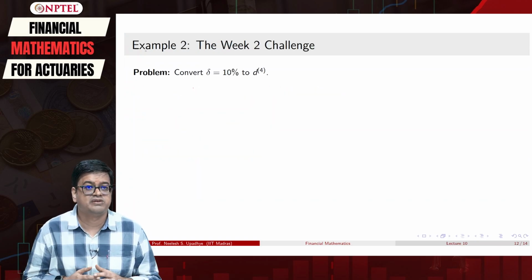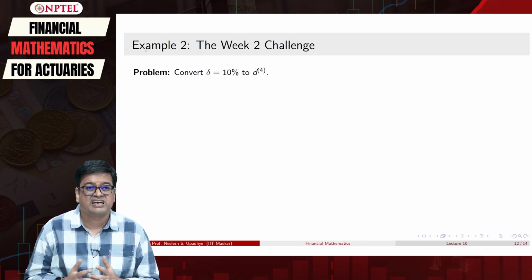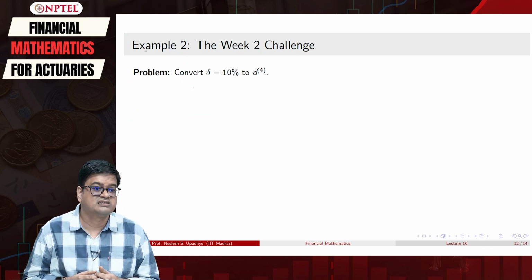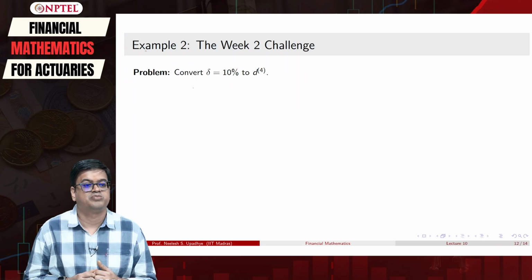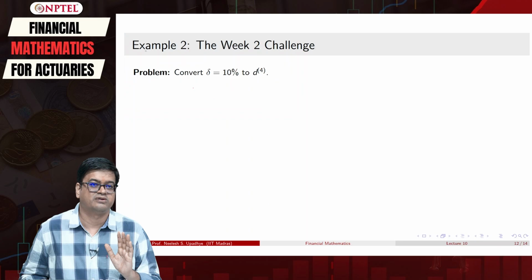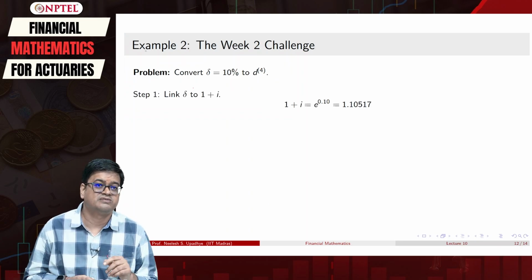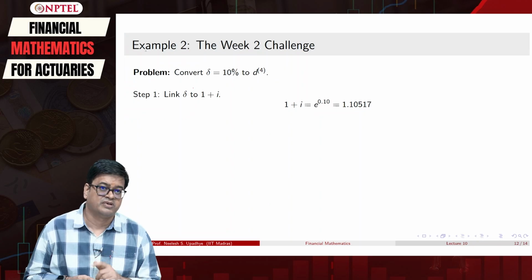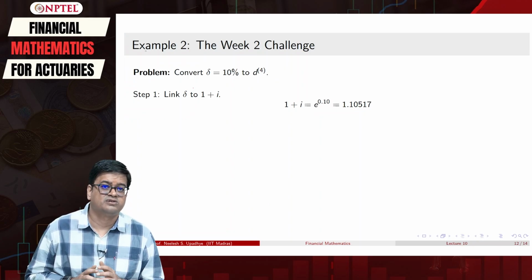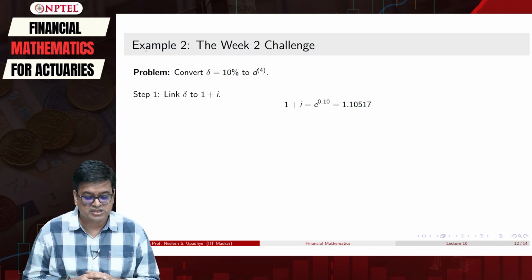If I have been given force of interest delta equal to 10%, can I convert it to quarterly discounting? The answer is yes. So, what are the steps involved? First step is I want to link this delta to 1 plus i, that's the main goal, right. We already know it is equal to e raised to delta t. Here delta t is 1. So, 1 plus i is e raised to 0.1, and that turns out to be this.